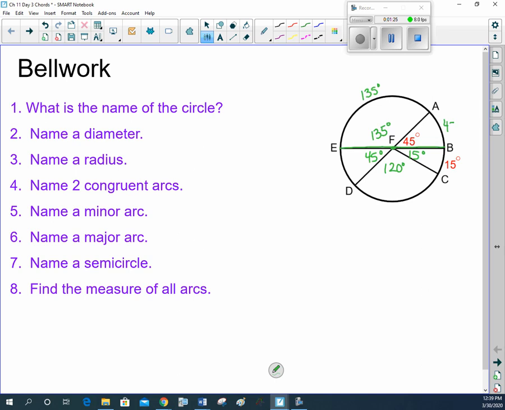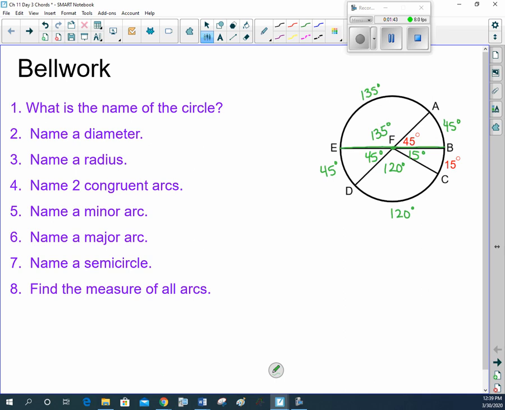This one is 45 degrees, and this is 120 degrees and 45 degrees. All the way around the circle should add up to 360. And remember, there's a difference between arc measure and arc length. Okay, so we'll go back and answer the rest of the questions now.